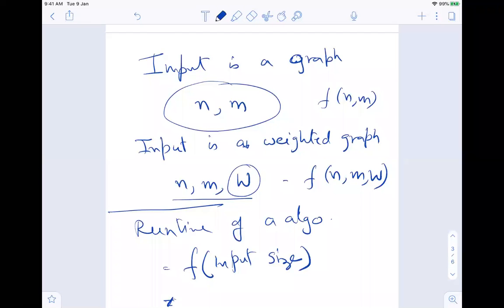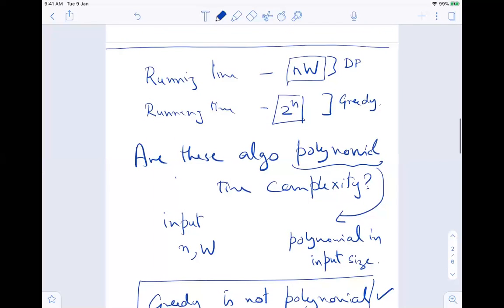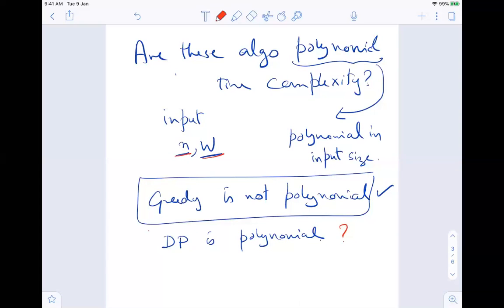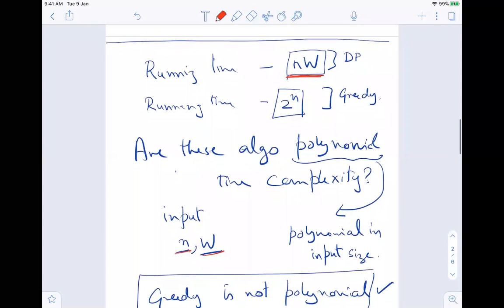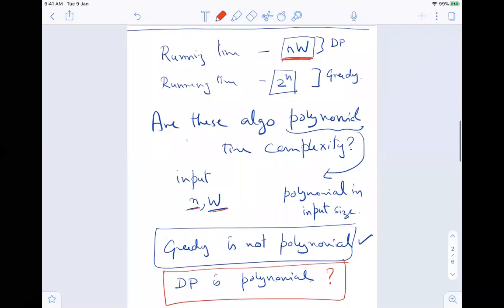Now, what do you think about dynamic programming? The runtime of DP for knapsack, is it polynomial or non-polynomial? So what are the inputs? The inputs are n and W, right? Now, dynamic programming takes order n times W steps. Now, the question is, is dynamic programming polynomial? Everybody says yes, sir. Okay. Actually, it is not.